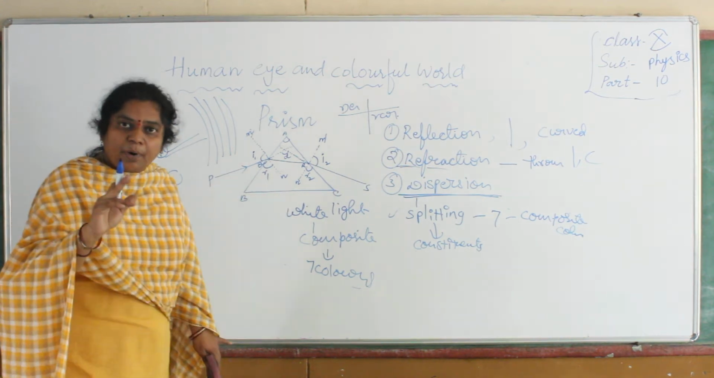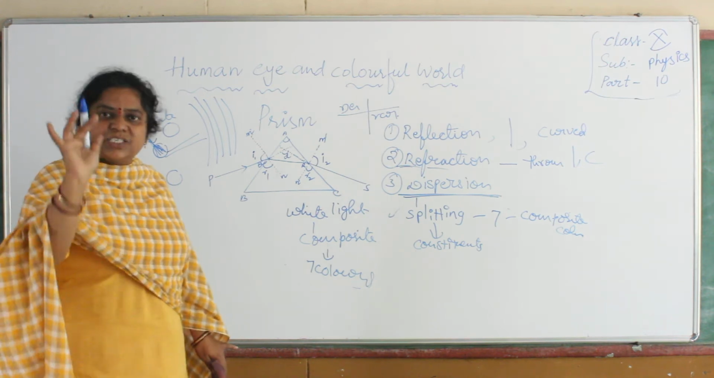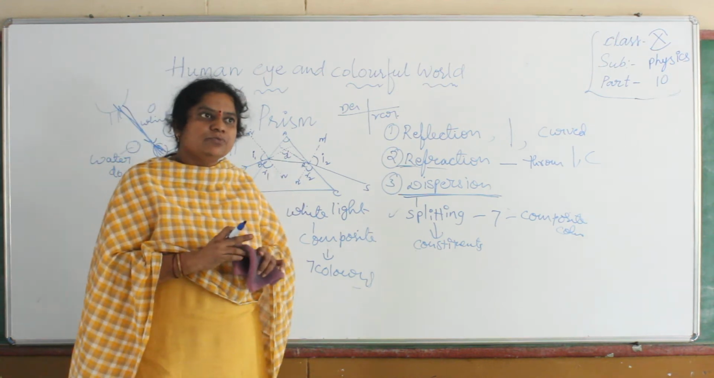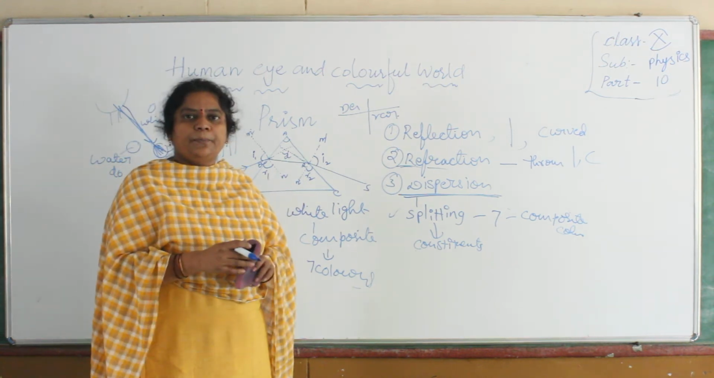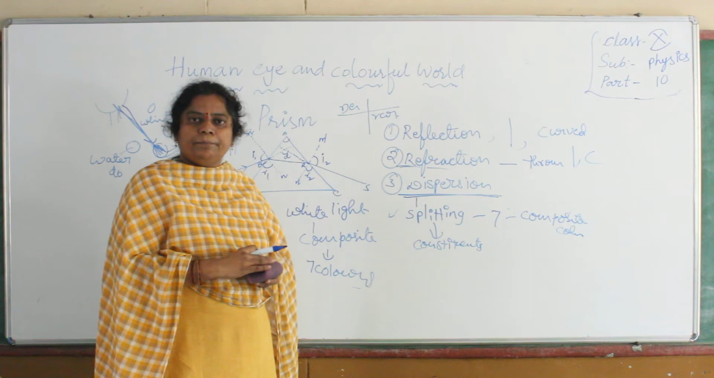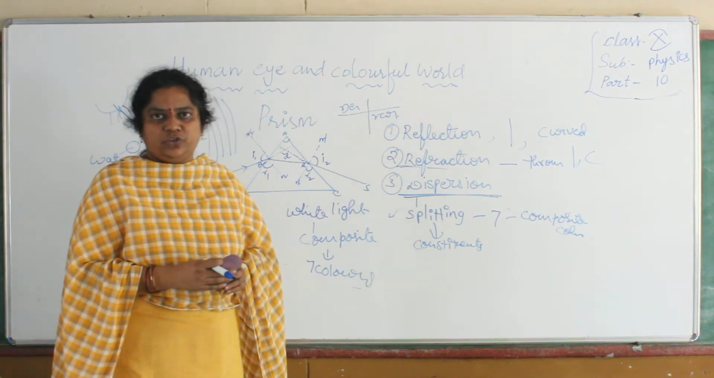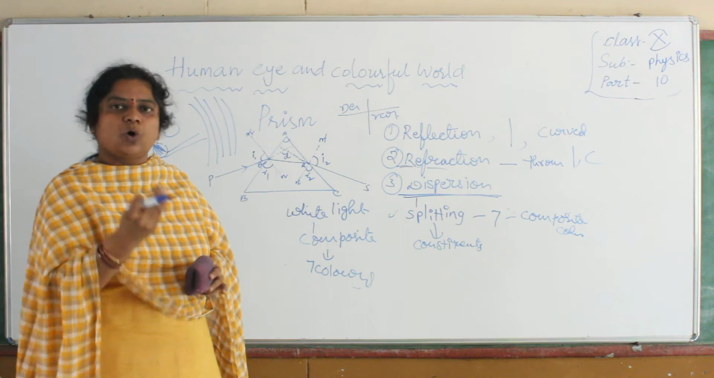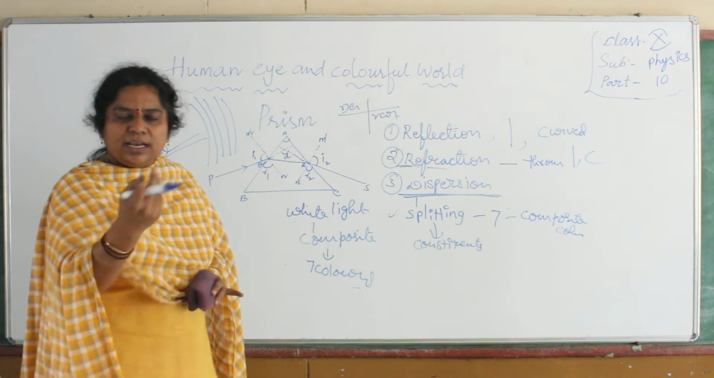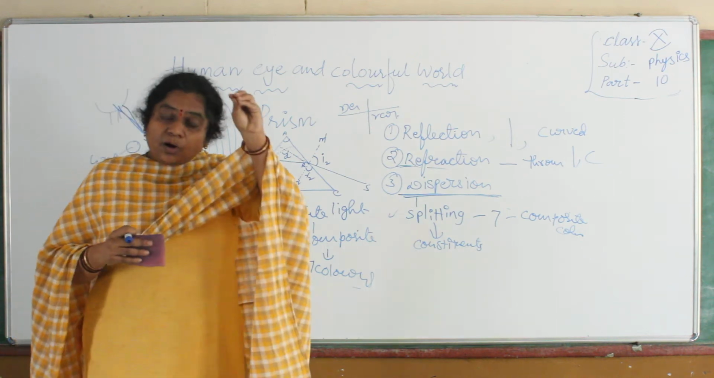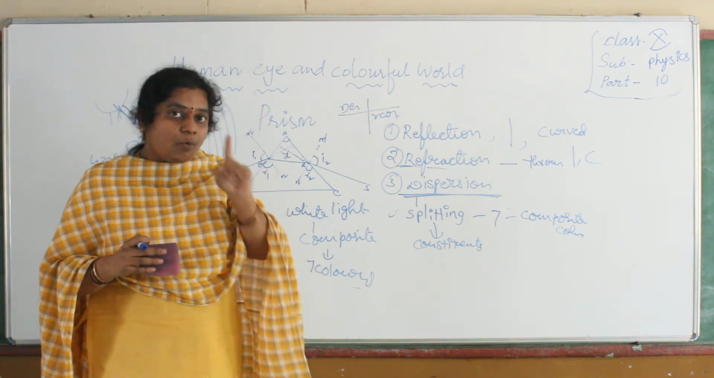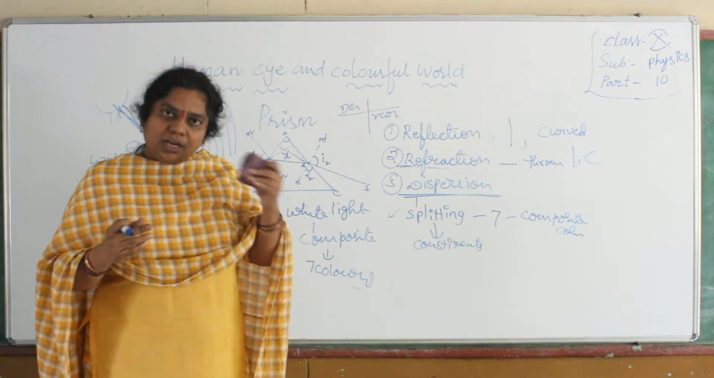Dispersion means splitting up of a light ray into its constituents. Constituents means whatever is there. For example, today you prepared some curry, let it be brinjal curry. What are the constituents? What are the things present in that? Oil will be there, and brinjal pieces, and a little salt, and a little chilli powder. Whatever components are present in that are called constituents. White light consists of what? 7 colors it consists of. That we will discuss now.